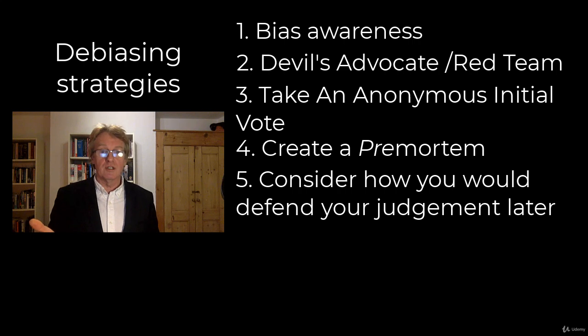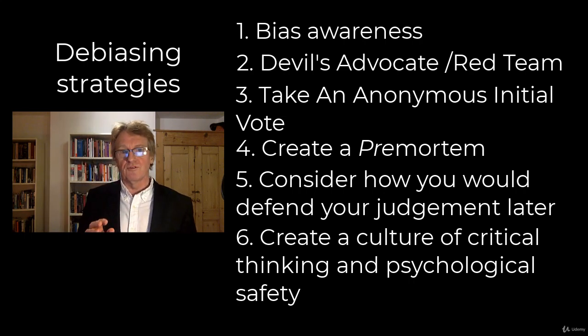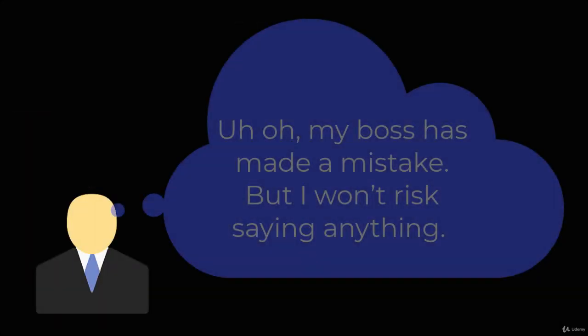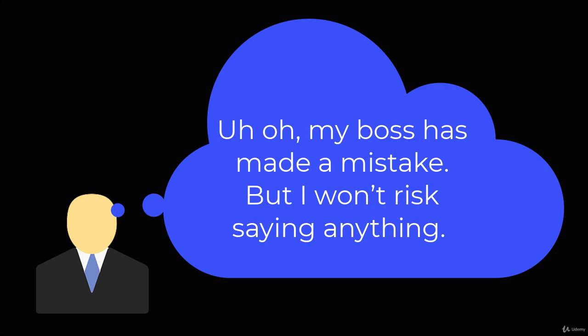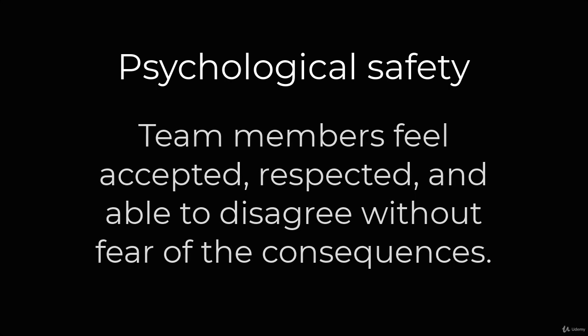6, create a culture of critical thinking and psychological safety. One of the biggest obstacles to dealing effectively with the effects of cognitive bias is the fear that people feel about speaking up. A junior person may have spotted that a senior person has made an error, but they'll say nothing, feeling that their own status and perhaps their career prospects are potentially at risk. It's important that organisations foster a culture of what researchers now call psychological safety. Individuals should feel able to speak up, and they should feel that their contribution will be listened to.